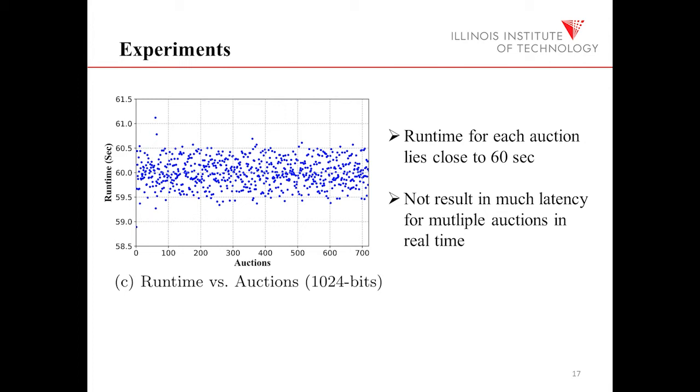we use a key size of 1024 bit and 20 agents in ETA for continuously executing 720 auctions. It ensures that the runtime for each auction lies close to 1 minute, which indicates that there is not much latency if we execute multiple auctions in real time.